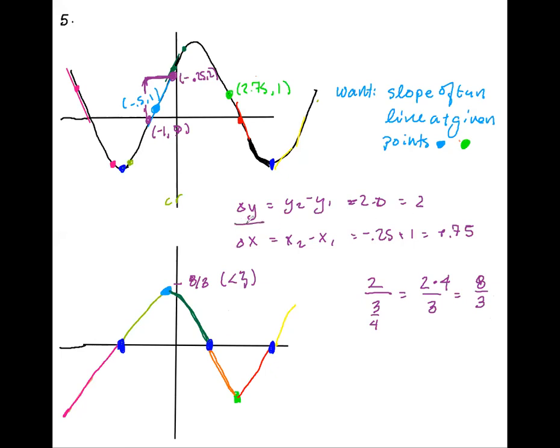Because that's my slope. Delta y over delta x is my slope. And my slope is going to be here, 2 over 3/4, which I'll simplify down to 8.